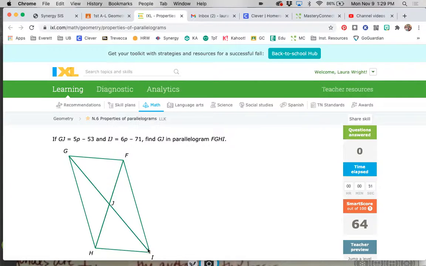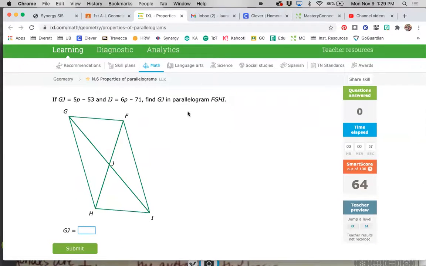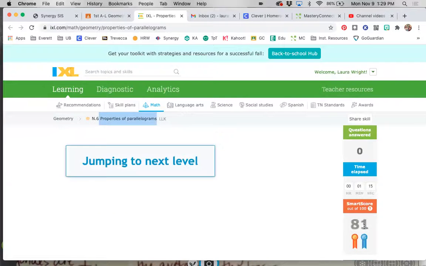GJ and IJ, same thing. The diagonals bisect each other, so these two should be equal. Even though these will have rectangles and rhombuses and stuff in here, this whole exercise, properties of parallelograms, the properties that you should use should be from that middle column about parallelograms, okay? Because remember, rectangles are still parallelograms, and so on.